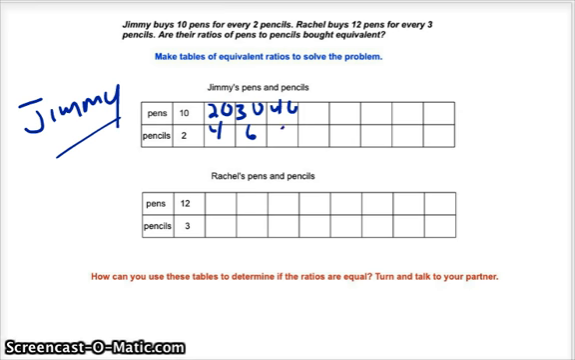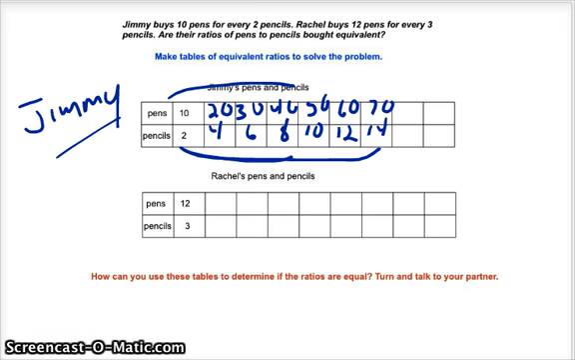40 pens, he would have 8. Let's check and make sure we have that multiplication relationship. 2 times 4 is 8, 10 times 4 is 40. Okay, so again, I'm going to just check my relationship here. 2 times 7 is 14. 10 times 7 is 70. Let's go down and take a look at Rachel for a minute.